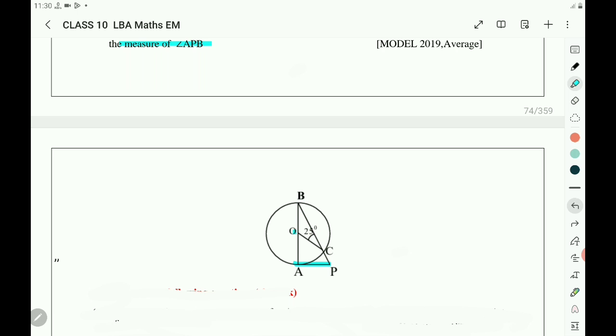How will you get the measurement of the angle? We have to take the triangle APB. In this triangle, you will get the measurement of B.